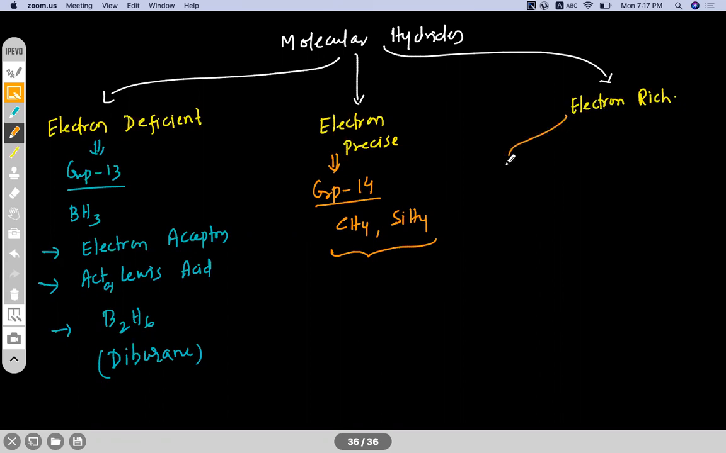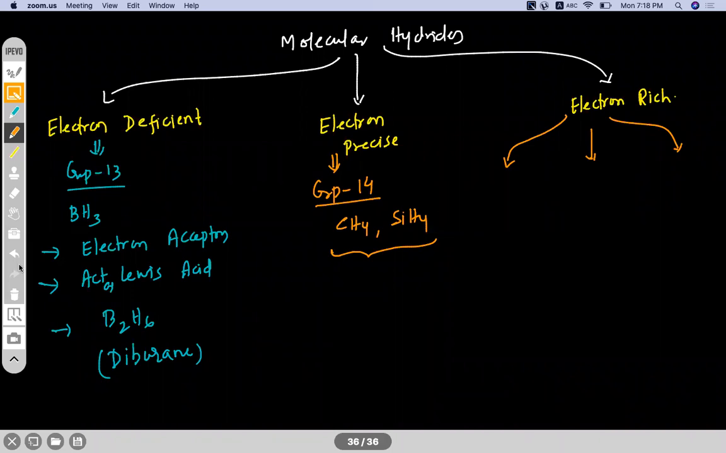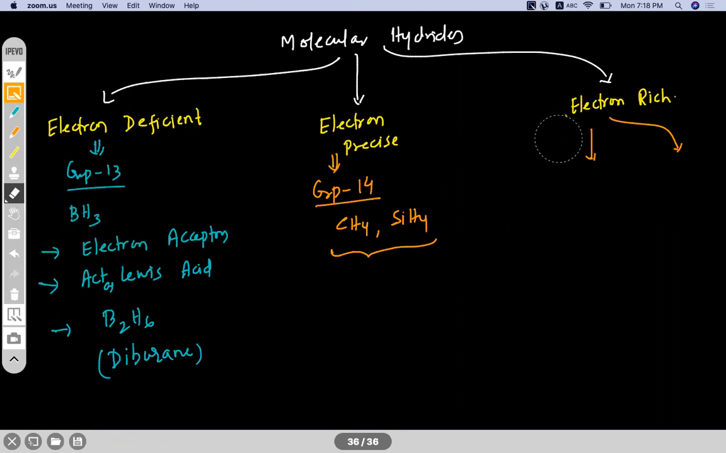Electron rich hydrides are formed by three groups. Then these electron rich hydrides we have from group 15, group 16, group 17. All the rest of the groups of the p block form electron rich hydrides.